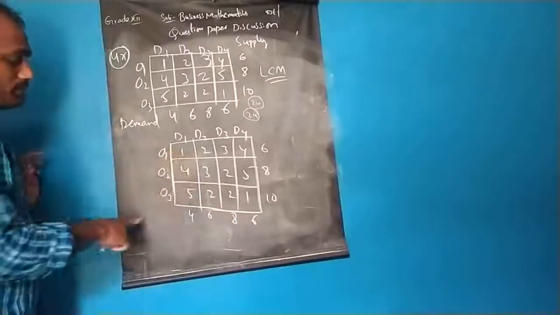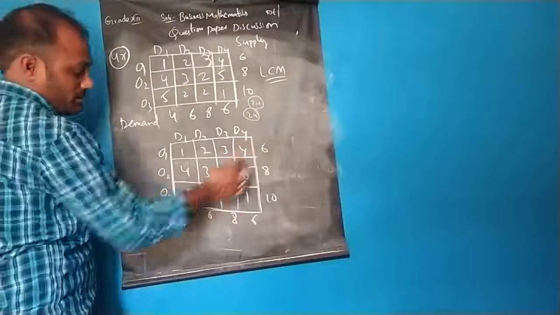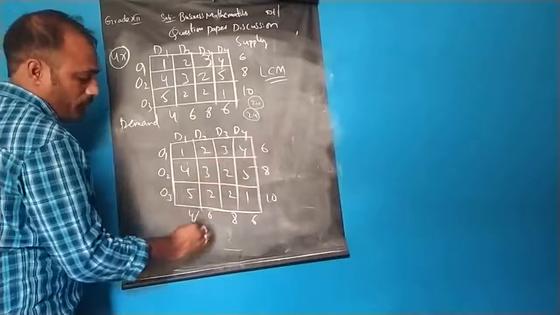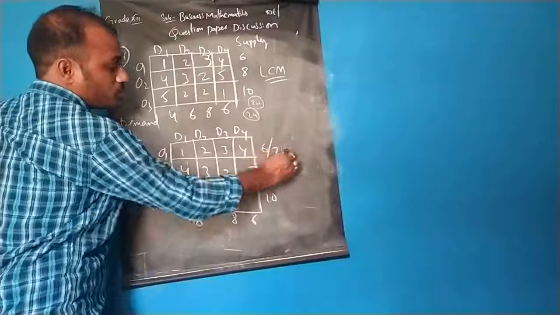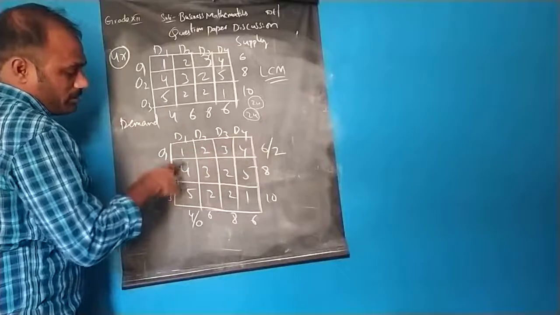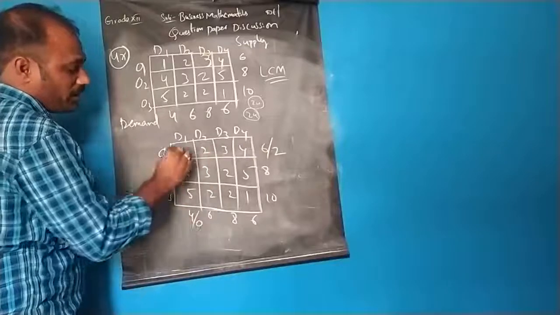Now, if you observe here, what is the minimum value? 4 or 6? 4 is the minimum value. So 4 minus 4 is 0, 6 minus 4 is 2. In this, what is the minimum value here? 1. 1 is the minimum value. Since we have subtracted 4, here write 4.